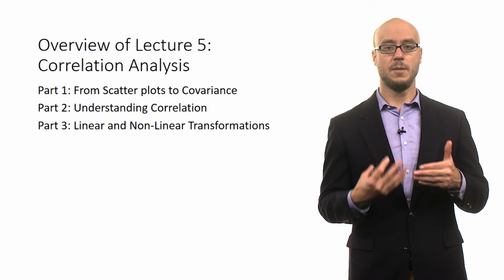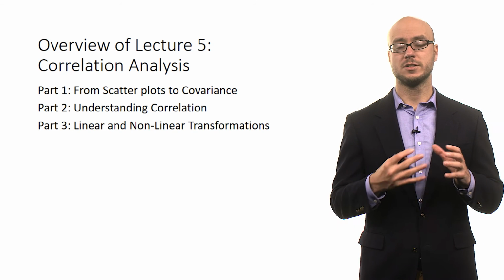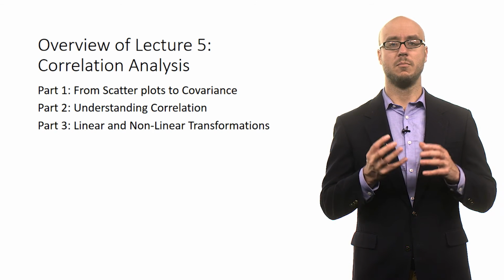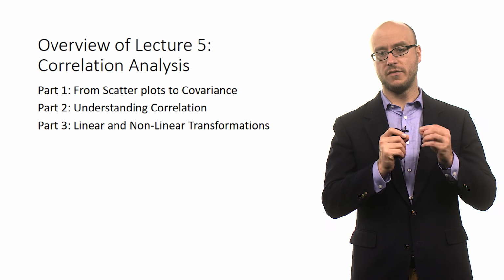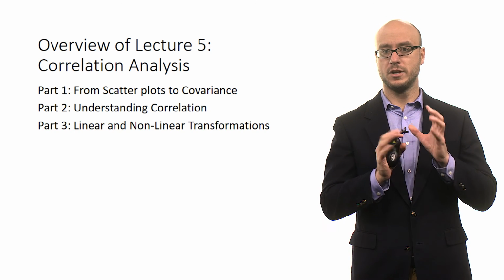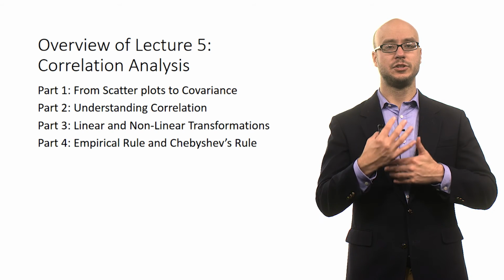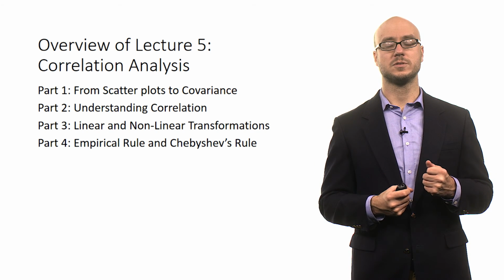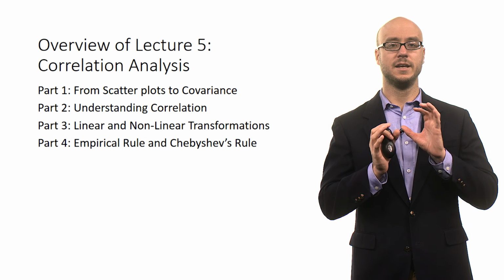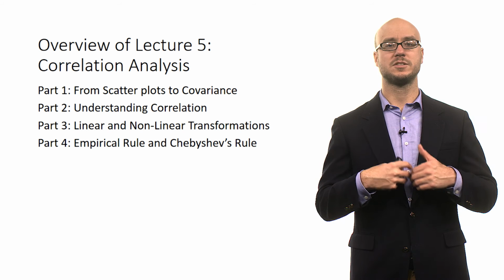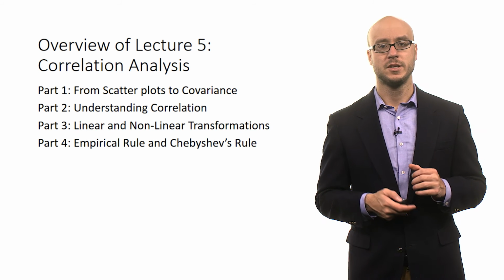They're very commonly used because covariance and correlation, as well as other measures of association and other models fit to data, often assume linearity. So we often want to transform our data. Then in part 4, we're going to look at two very useful rules for understanding different properties of numerical variables, the empirical rule and what's known as Chebyshev's rule. So with that, let's get started with this lecture on correlation analysis.